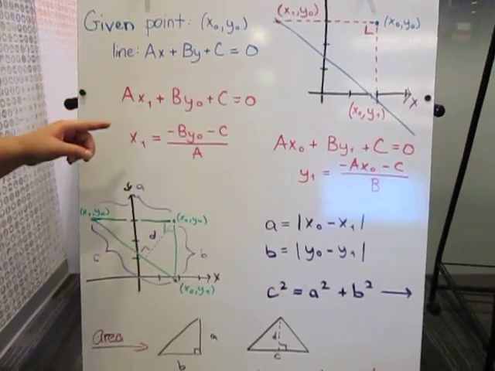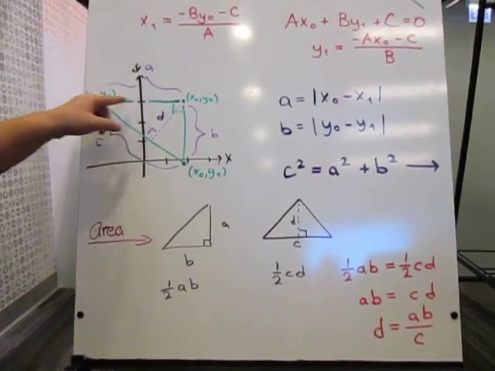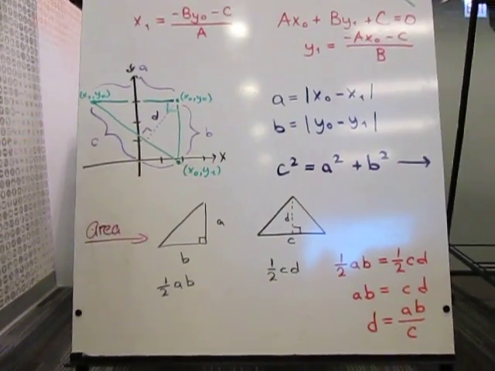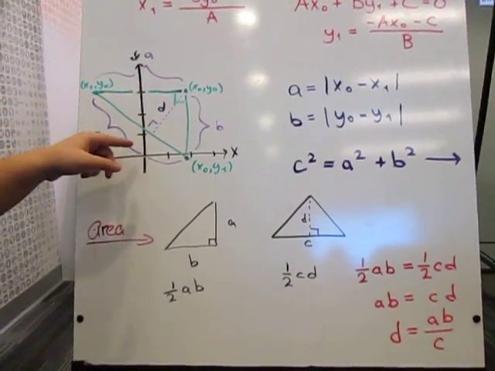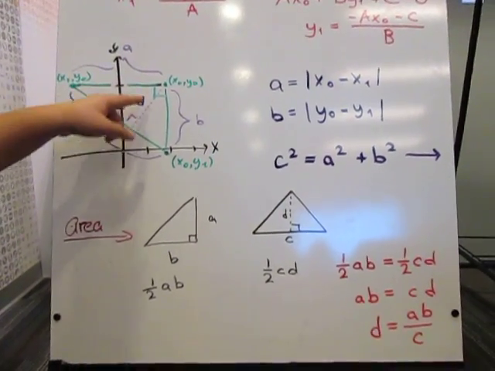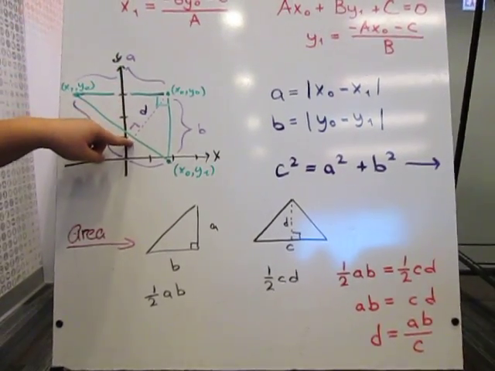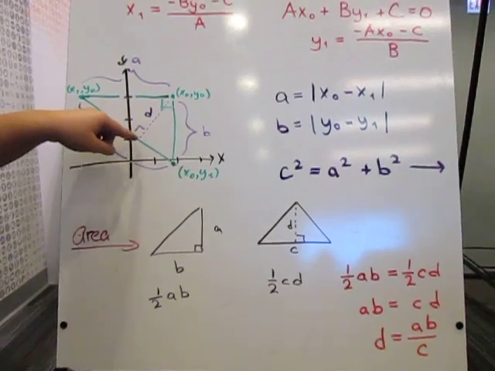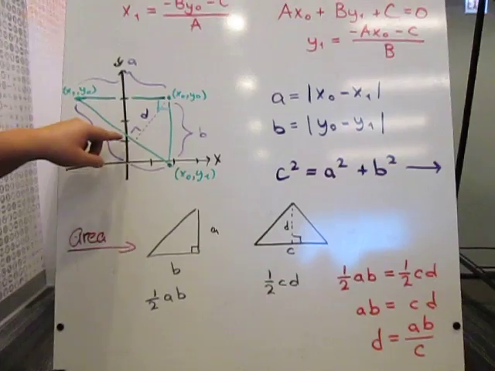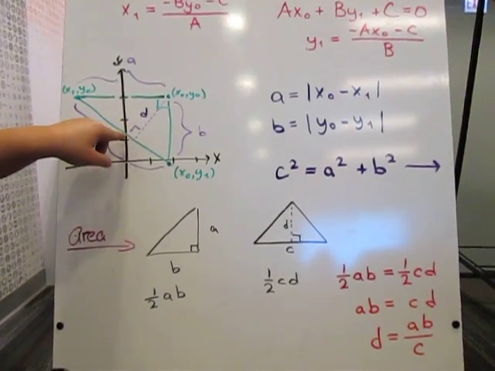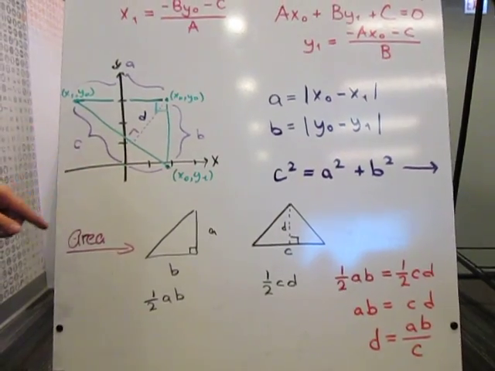I redrew our graph to show a distinct triangle with three sides. We're calling them A, B, and C, with height D. This line we just drew from this point to this line, we don't know what intersecting point this is, but we know that there is a line that is perpendicular to this line connecting to this point. So we can draw this and name it D.